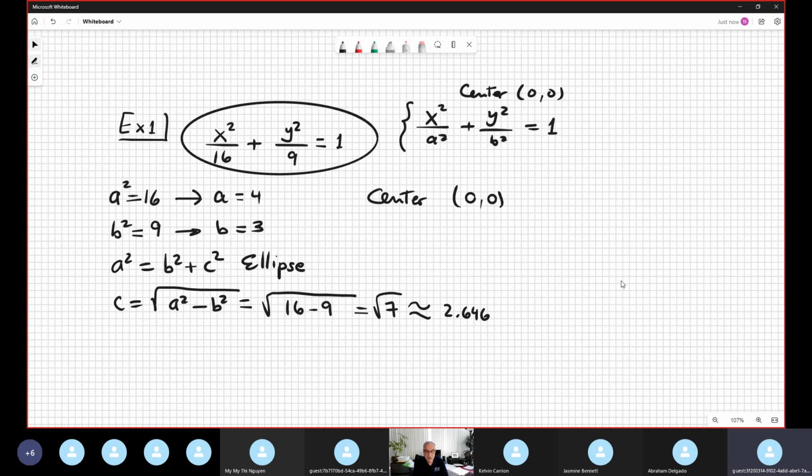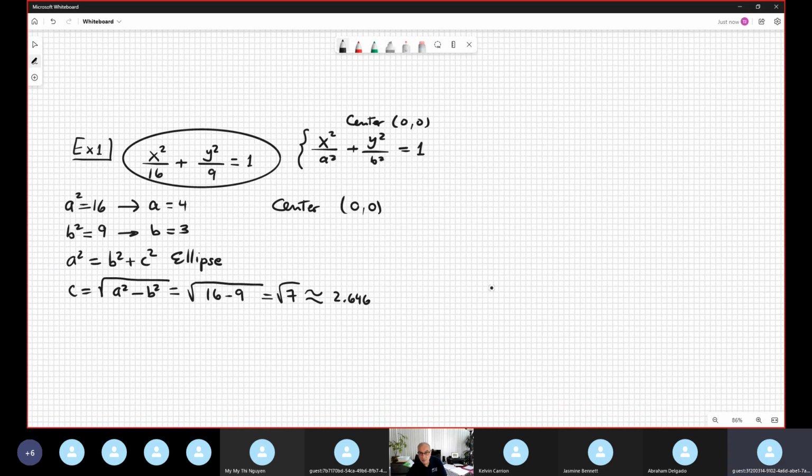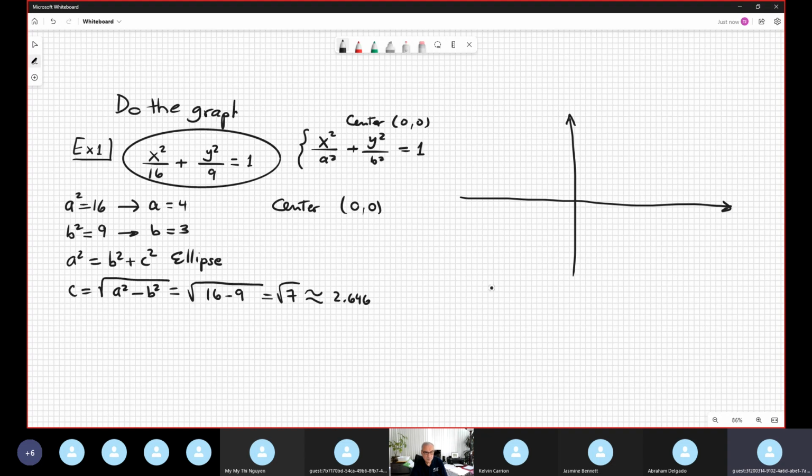Now, let me continue. I detected that this ellipse looks like that. Always, the answer is to do the graph of this equation. I plot the center, 0, 0. This is x, this is y. The vertices are at 4: 1, 2, 3, 4 in each direction. Let me use another color. The vertices are at the points 4, 0 and negative 4, 0. Sorry, I forgot to put 0, 0 here, it's the center.